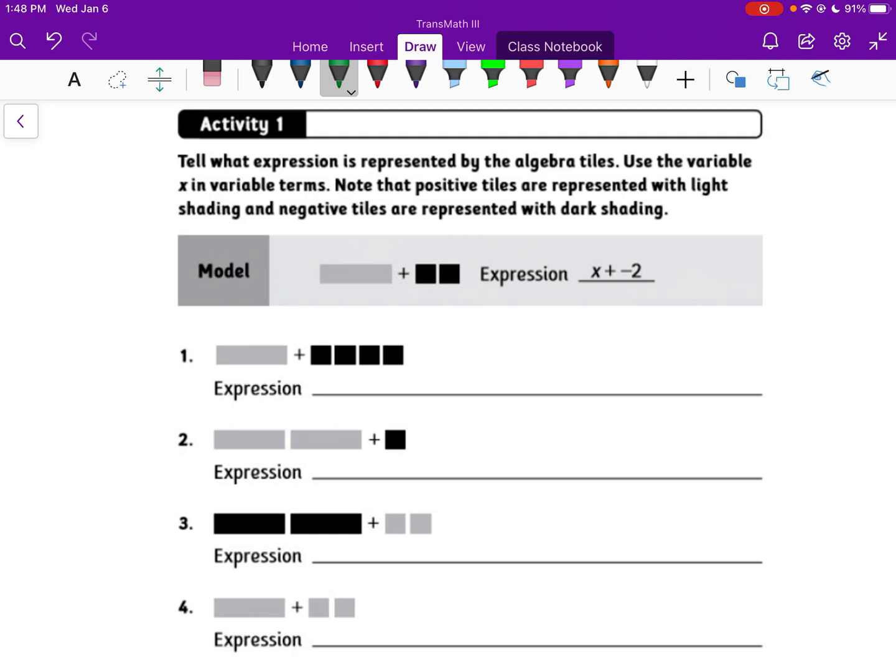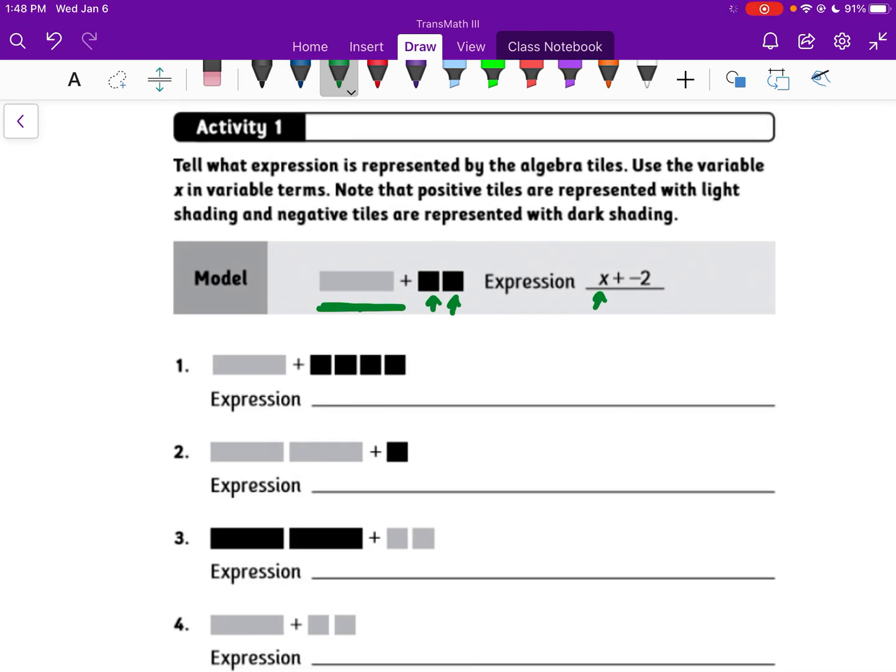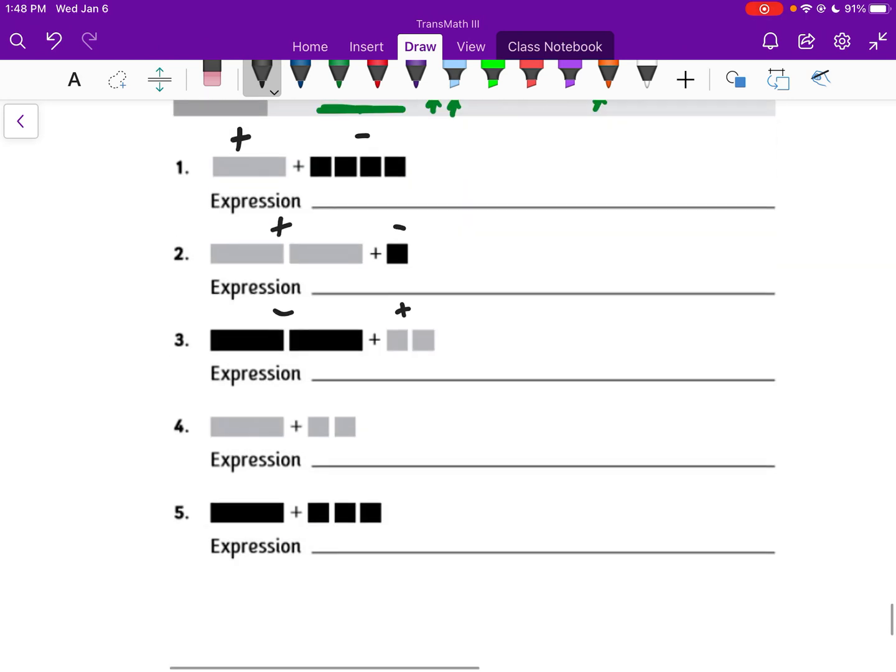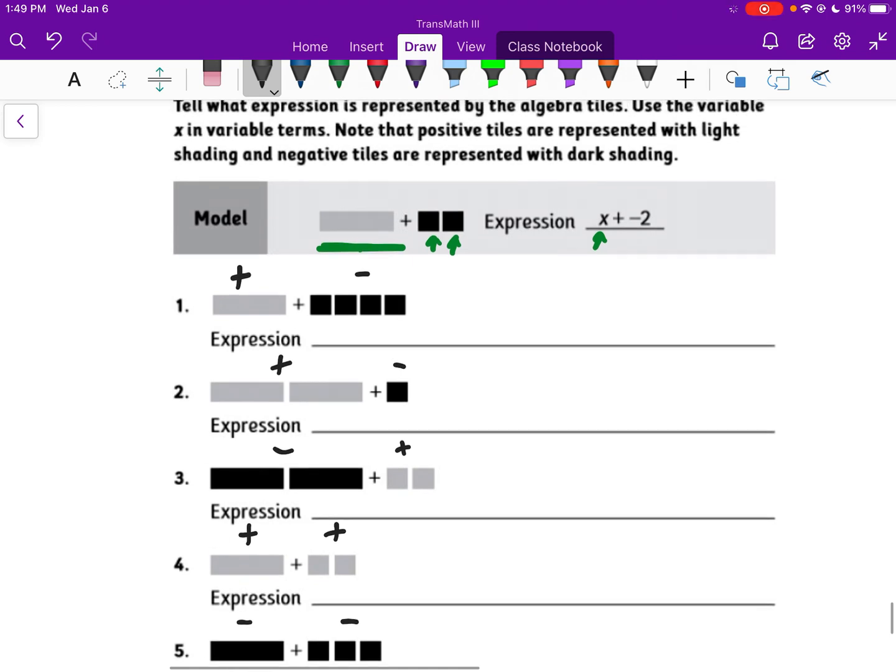Now, in these cases, what we're going to see from the model here is that the light shaded ones, that's positive. And again, it was a rectangle, so that's representing a variable. Okay, and the black ones, that's representing negative. Okay, so just to help us here, positive, negative, those ones will be positive, negative, negative, positive, positive, positive, negative, and negative.